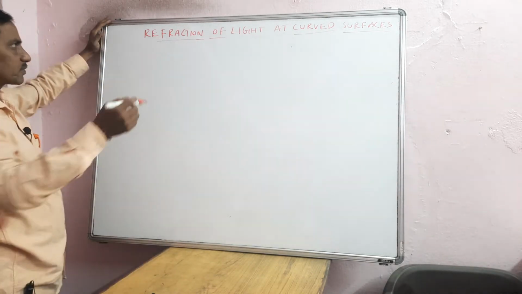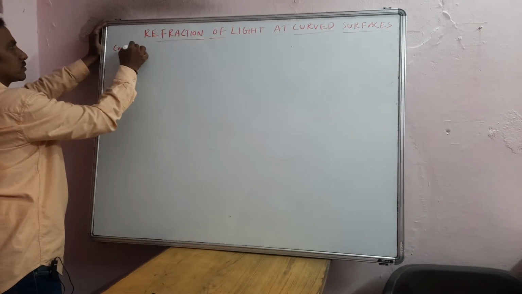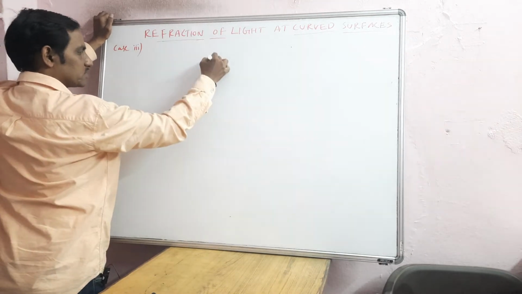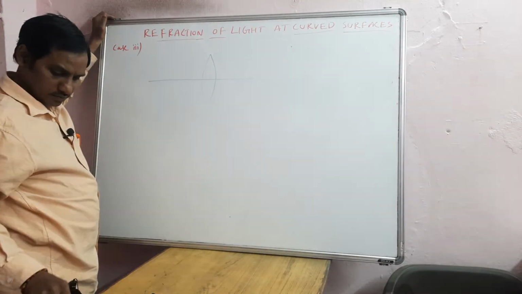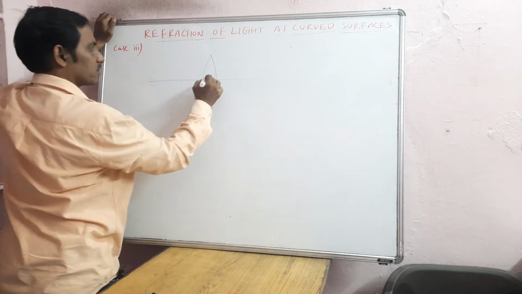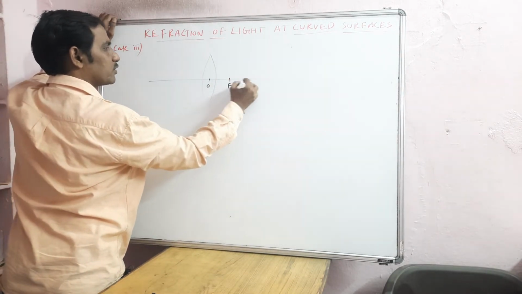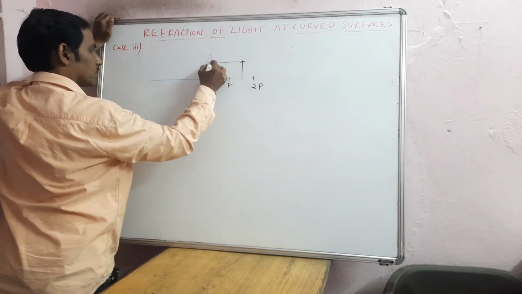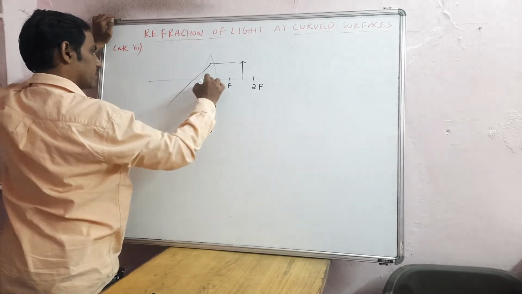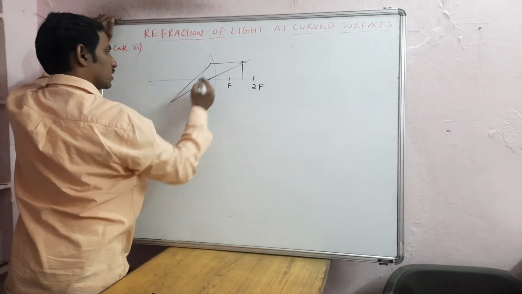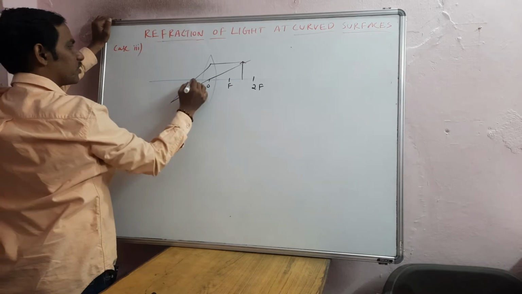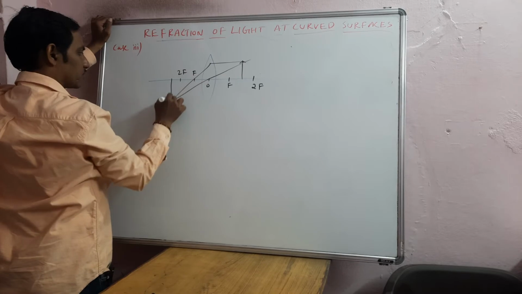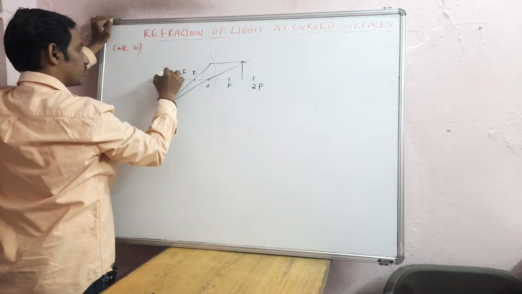Now case number 3. What is case 3? Case 3 is, for example, the object is kept between F and 2F. Then the light rays will go like this, and another light ray will go like this. So here the image will be formed beyond 2F. Generally the image will be bigger in size than the object.